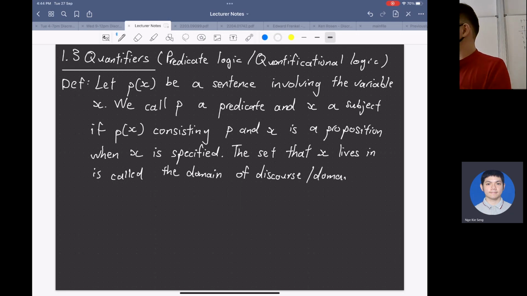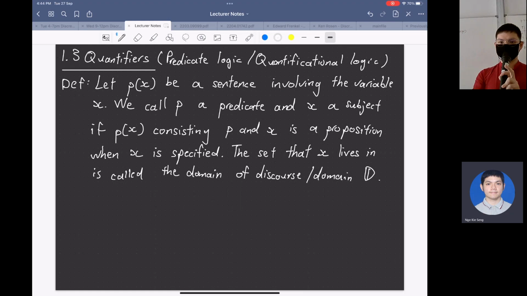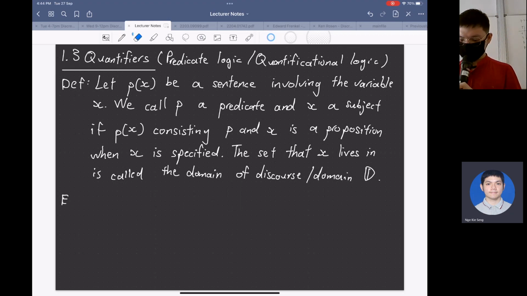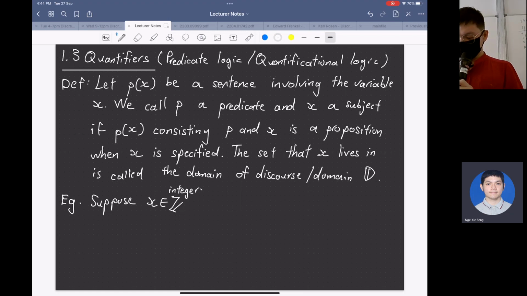Domain D. You can think of the set as a space, like this room. You are in the set of Discrete Math students. Every single one of you is in the set of Discrete Math. You can think of it as a space for now. For example, suppose x is in the integers. Later I will introduce this further. Let's call it integers for now.